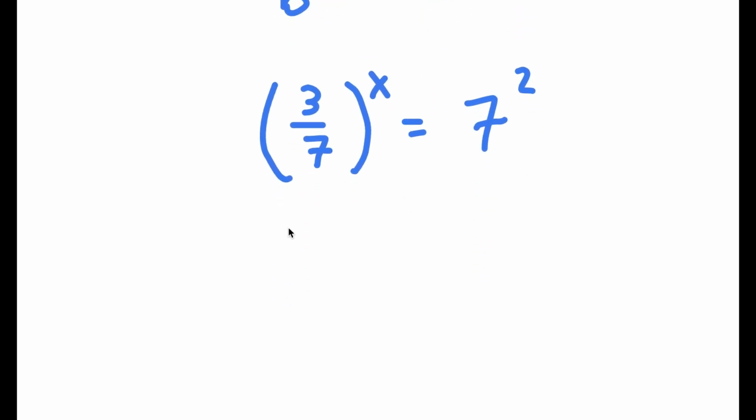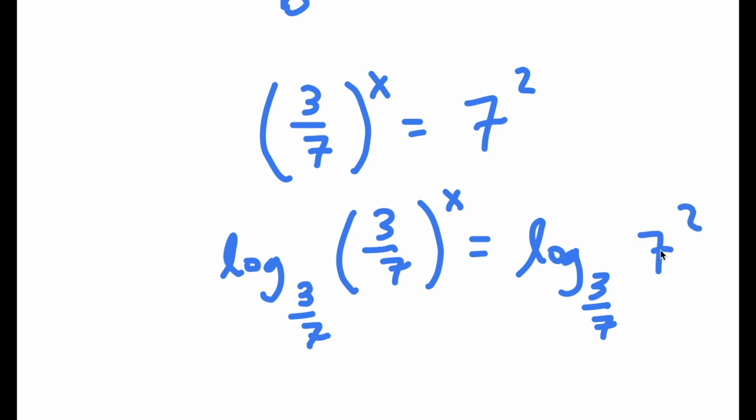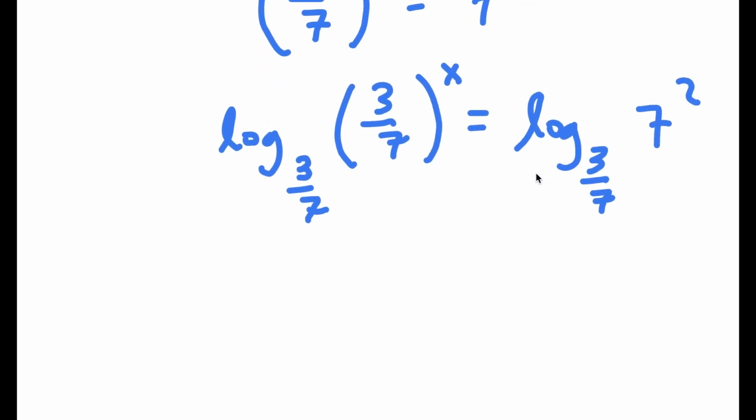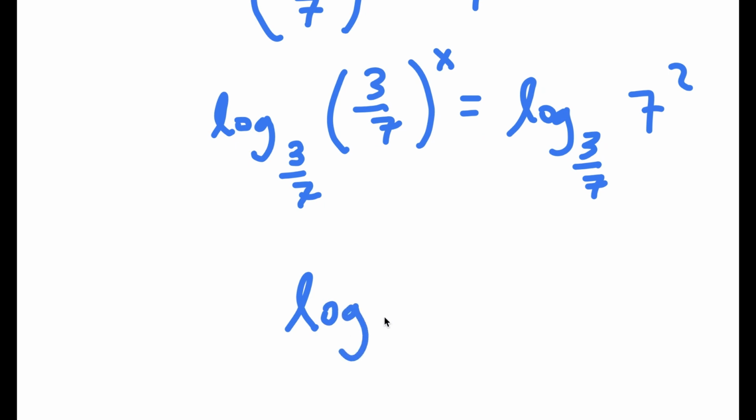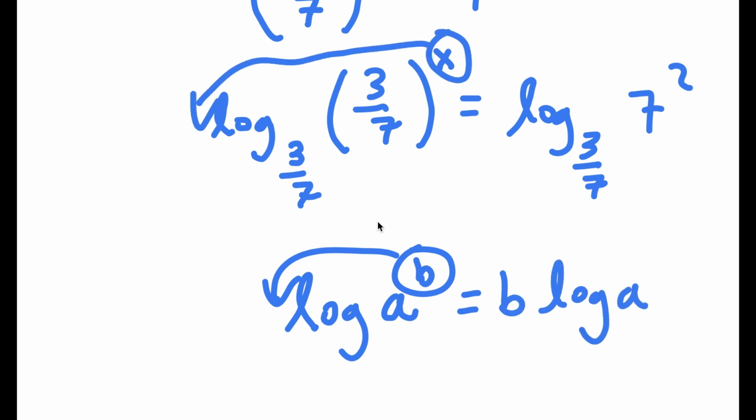Now, I'm going to take the log base 3/7 on both sides. So now I have log base 3/7 of (3/7)^x is equal to log base 3/7 of 7 squared. Now, if I have something in the form log a to the power b, I can simply move this exponent b to the front. So this can equal b times log a. In this case, I have x as my exponent, so I can move it to the front.